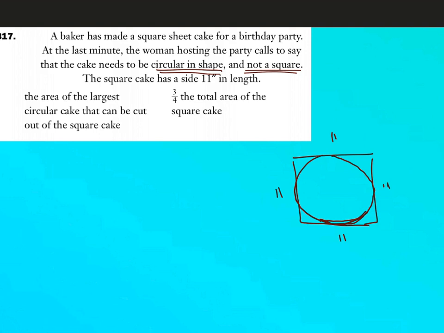Now, if I have to find the area of this circle, this is the diameter, which is 11. The area would be pi r square. So radius is 11 by 2, 22 by 7 for pi and square, just to get a rough value. Now if I simplify this, what I get is 22 upon 7 into 121 upon 4. This is quantity A. Quantity B is 3/4 of the total area of the square cake, which is 3 upon 4 into 11 square.